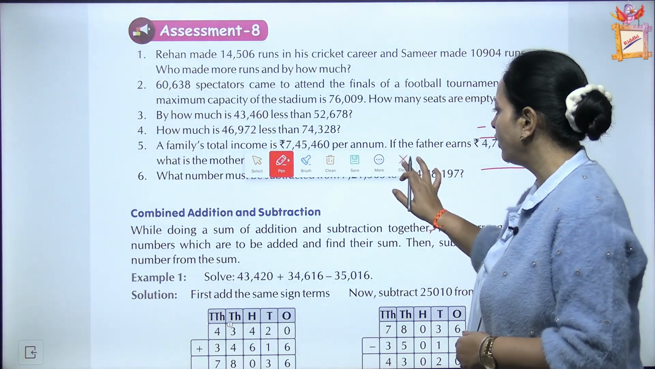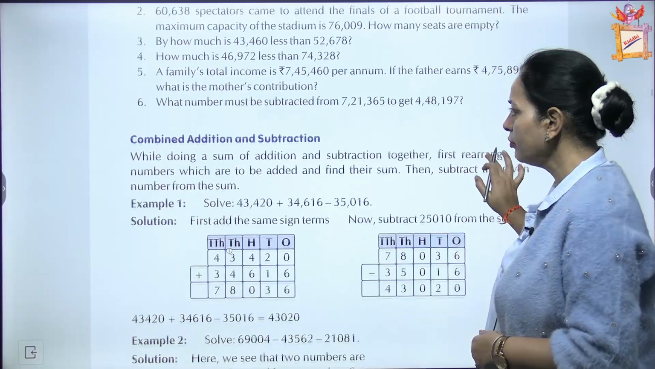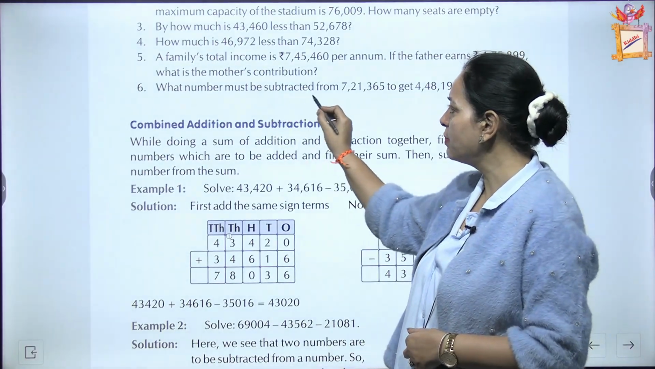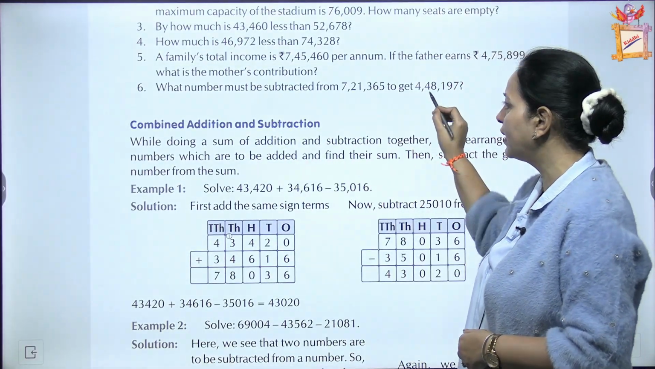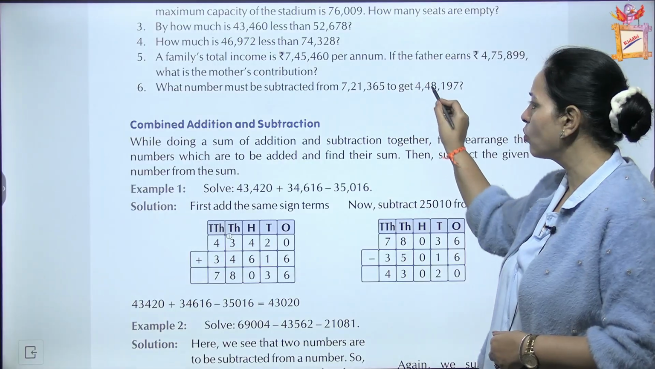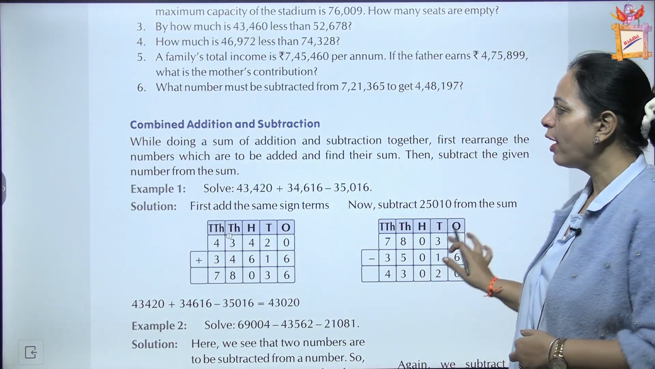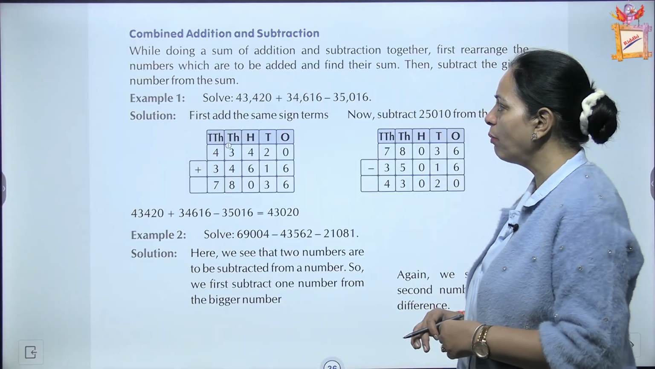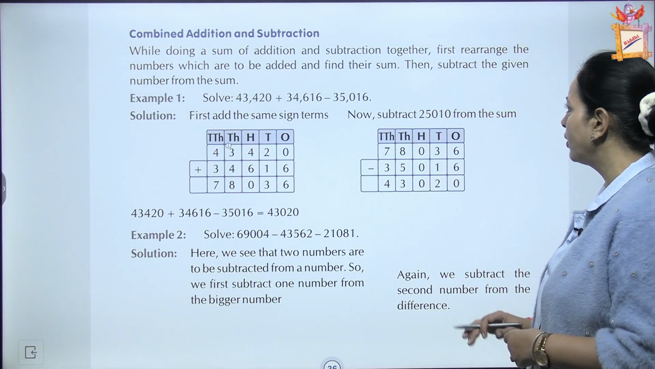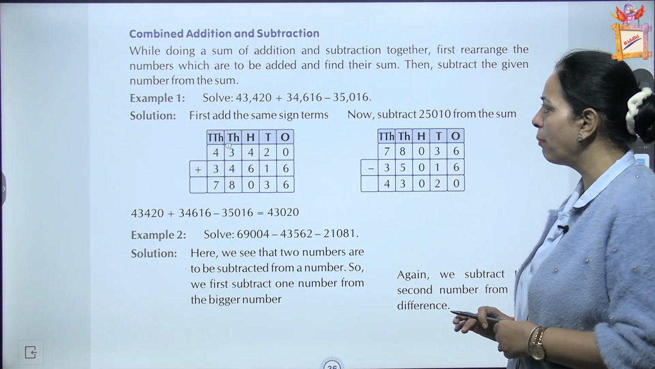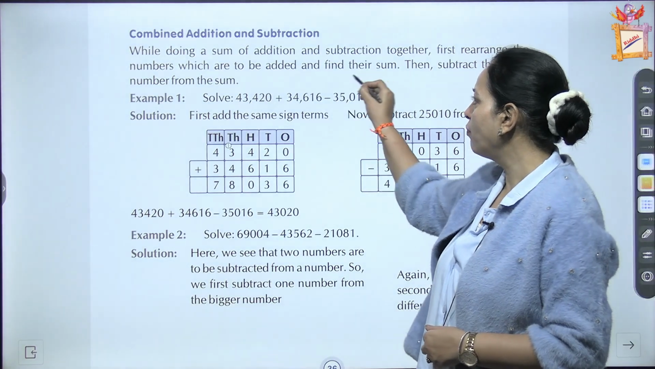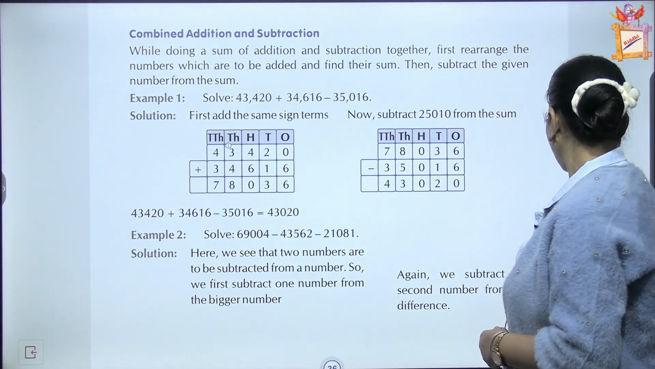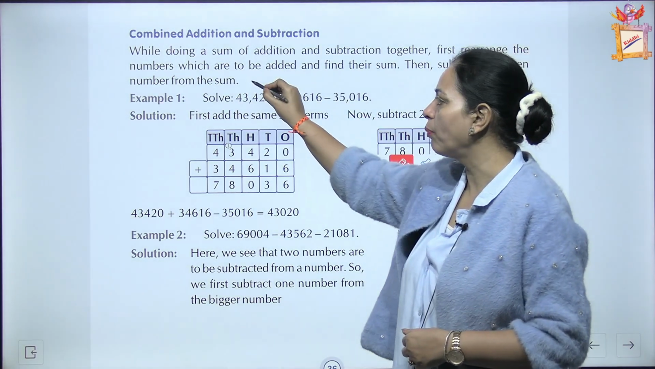Similarly we can try the rest one. Like what number must be subtracted from this to get this? यानी इसमें से इसको माइनस कर देंगे. Now combined addition and subtraction. While doing a sum of addition and subtraction together, first rearrange the numbers which are to be added and find their sum. Then subtract the given number from the sum.